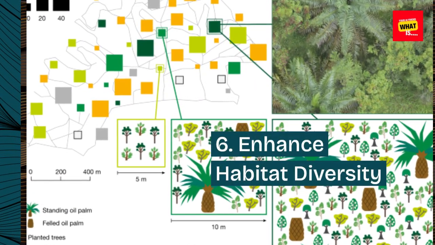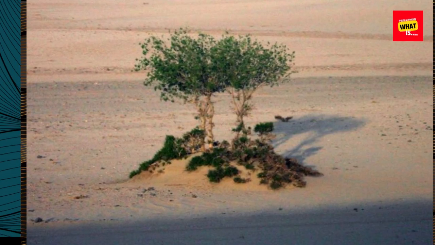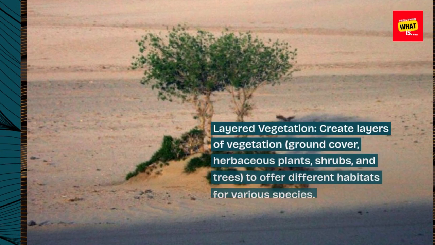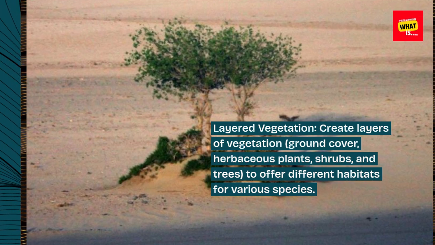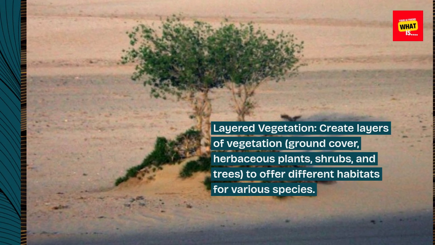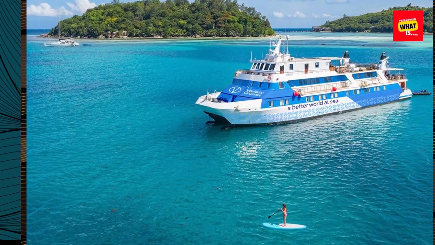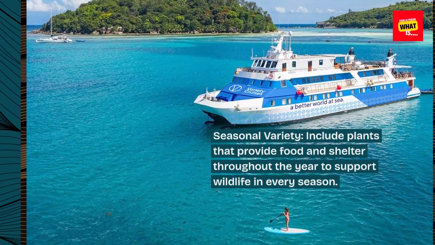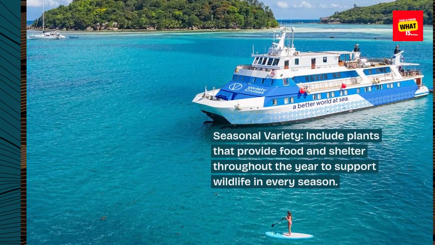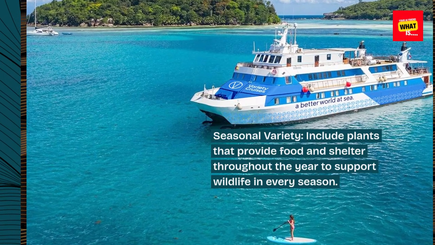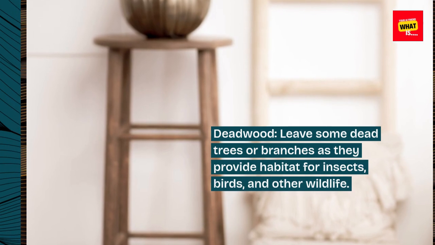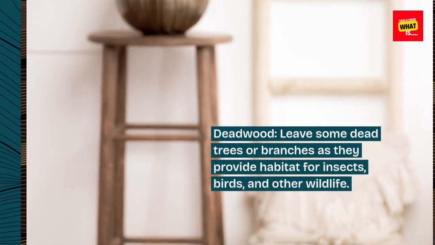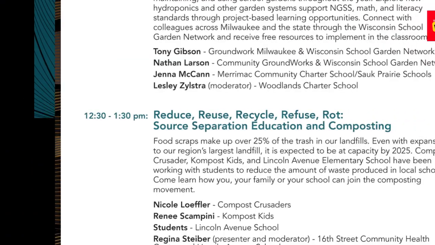6. Enhance habitat diversity. Layered vegetation. Create layers of vegetation, ground cover, herbaceous plants, shrubs, and trees to offer different habitats for various species. Seasonal variety. Include plants that provide food and shelter throughout the year to support wildlife in every season. Deadwood. Leave some dead trees or branches as they provide habitat for insects, birds, and other wildlife.